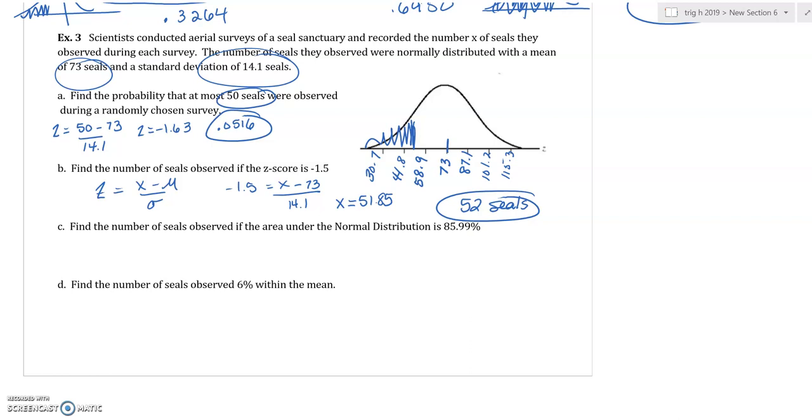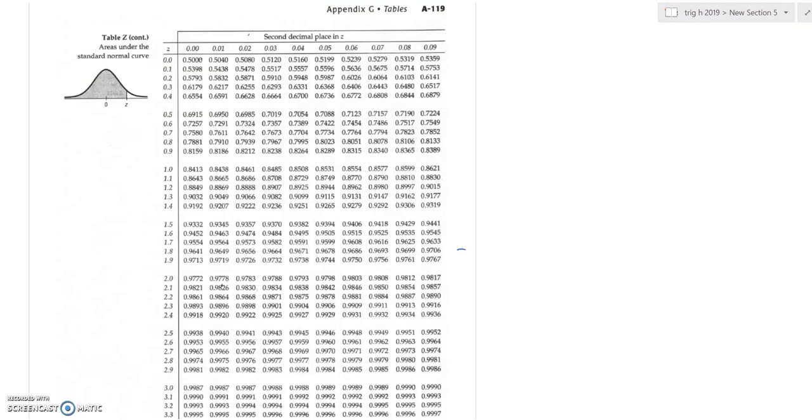Okay, so for part C, I should say, it says find the number of seals observed if the area under the normal distribution is 85.99%. So go ahead and pause the video and give this one a try. Okay, so for number 3C, they're saying that the area under the normal distribution is 85.99%. So you are looking at the table for the z-score that is associated with that.